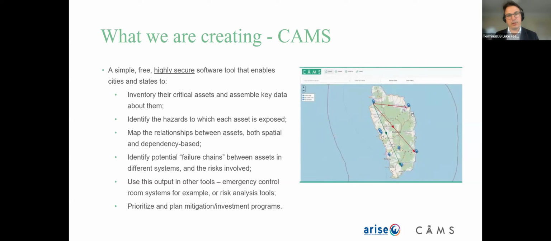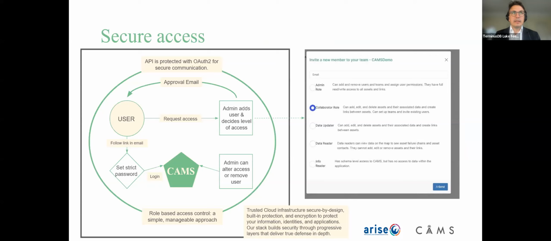So try and link across so that emergency control systems can understand how to prioritize based on what you're seeing within the critical asset management system, and then prioritize, plan, and mitigate. That last point is, I think, very important, because you really are trying to get a full and complete picture so that you can understand what you need to prioritize and invest in. So it's highly secure. We know that some of this data can be quite sensitive and quite critical, about which assets are where and how they're linked together.